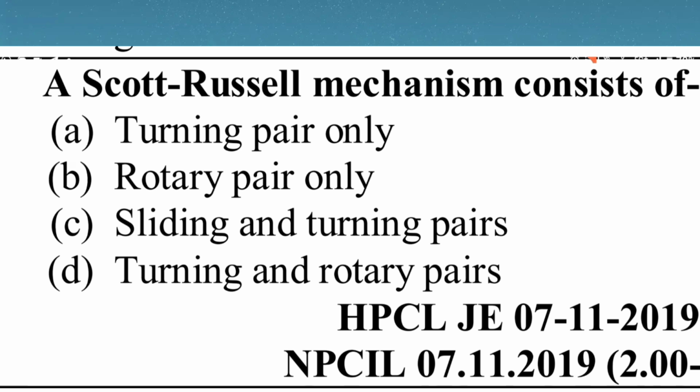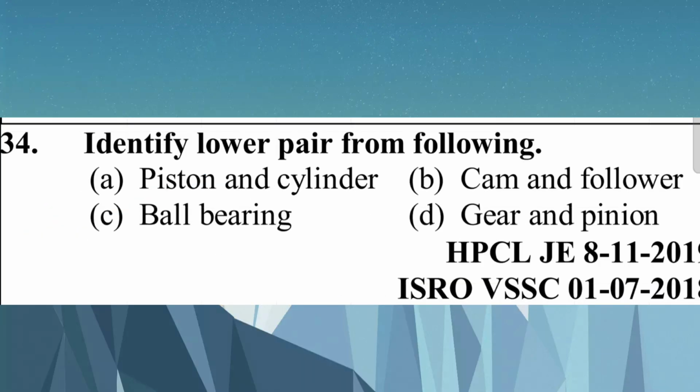Question number 33. A Scott-Russell mechanism consists of A, turning pair only, B, rotary pair only, C, sliding and turning pair, D, turning and rotary pair. C, sliding and turning pair.